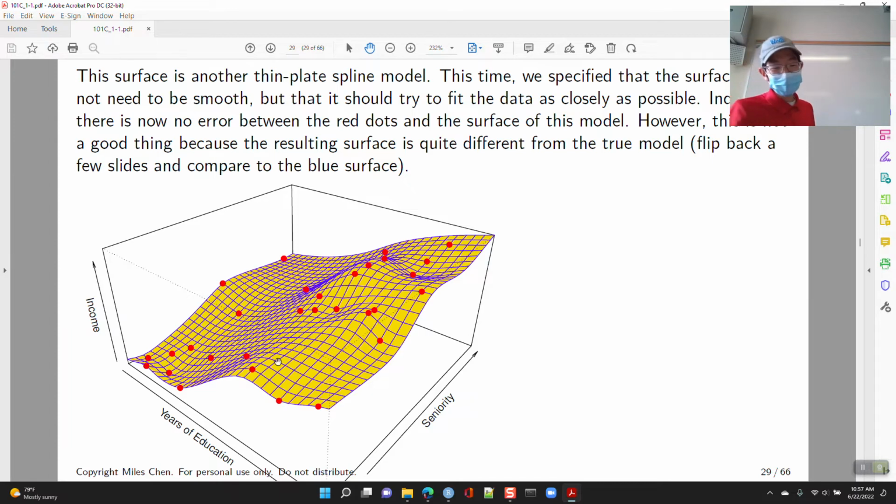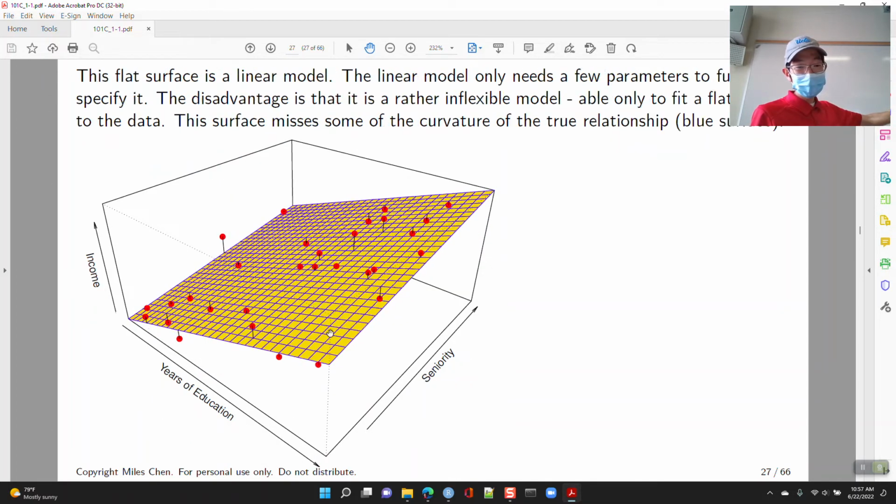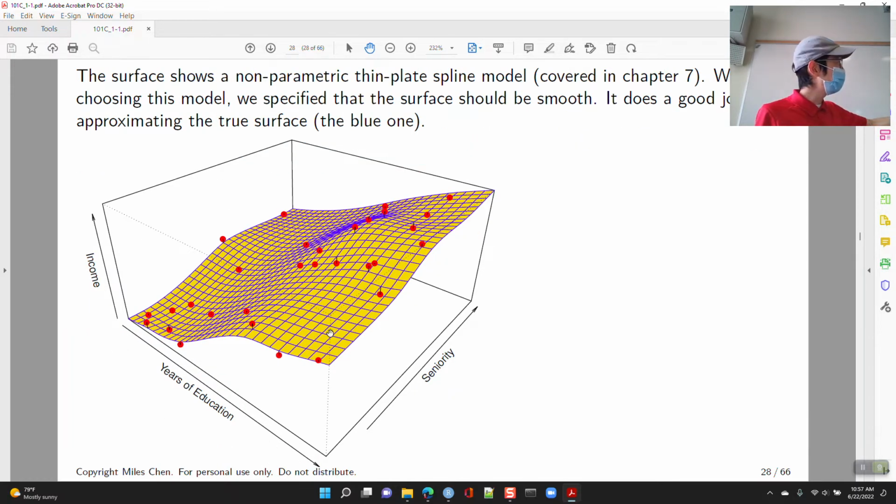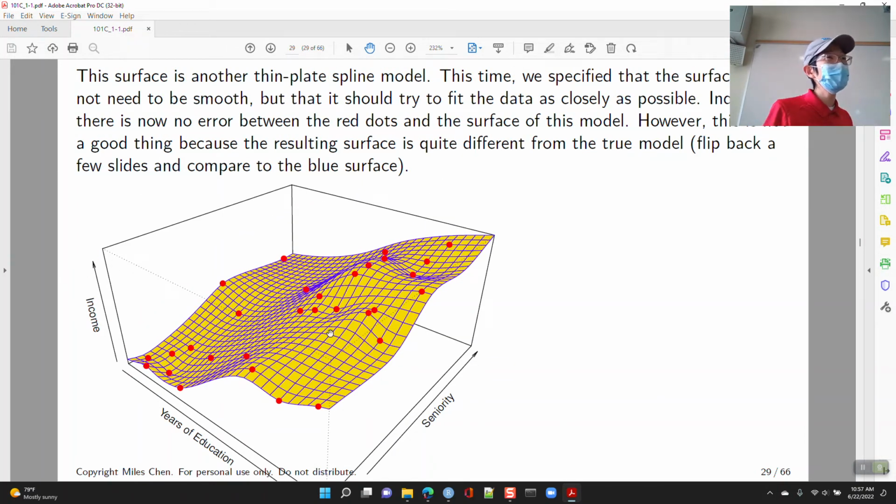And so if we look at this versus this, okay, this is a lot more flexible, and we've really minimized the error between the actual dots and the surface, okay? The distance between the actual dots and the surface is very small. But if we compare this to the blue model, this doesn't do a great job of approximating the true model in blue, okay? Whereas this one, I would say, does a better job of approximating the blue model than this one does, okay?